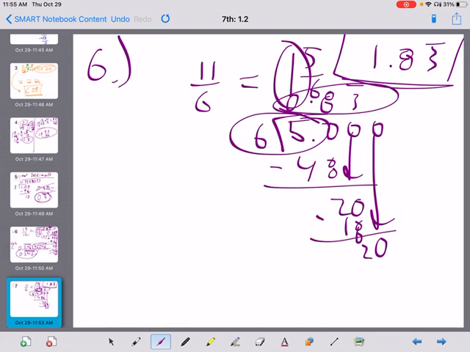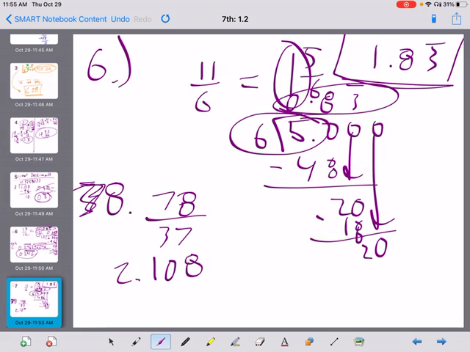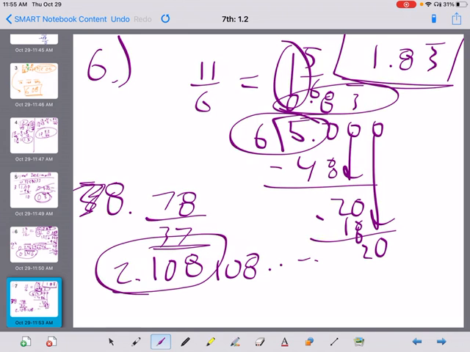If we look at number 7, oh, did I say 7? No, I said I wanted to do 8. Number 8, write it out on your calculator. It says 78 divided by 37. You should get 2.108, 108, dot, dot, dot. It's going to keep on going. So we want the 2.108, put a bar over the top. Cross that stuff out. Don't even include it when you write down your answer.